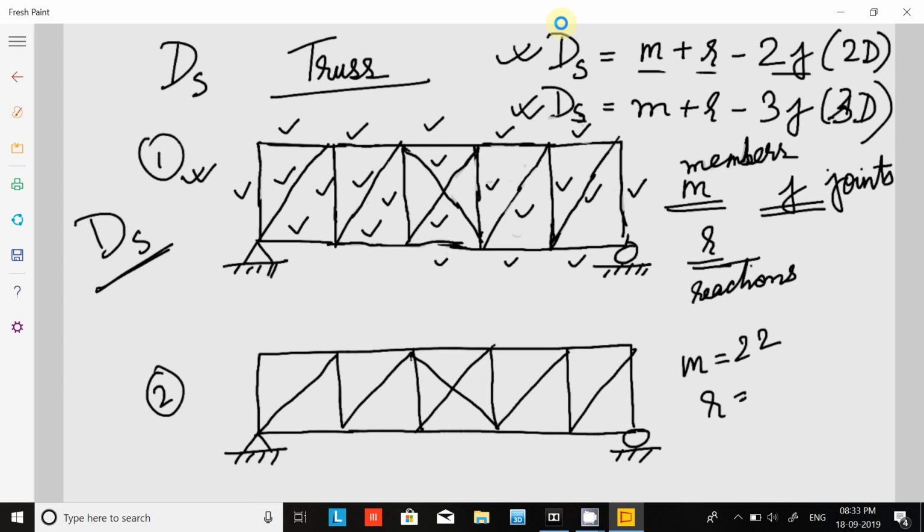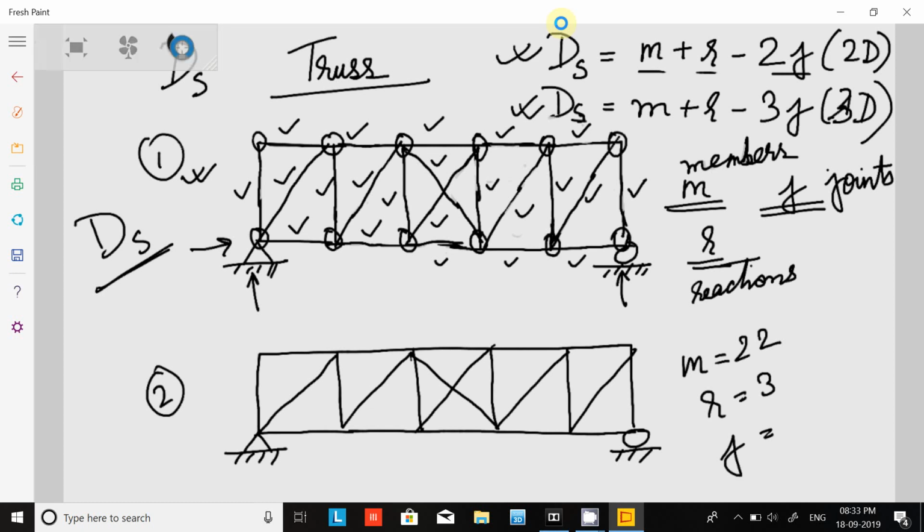Number of reactions: hinge is giving 2, roller is giving 1. So reaction is 3. Joints, how many? 1, 2, 3, up to 12. Joints 12. So m plus r minus 2j will be how much? 22 plus 3 minus 2 into 12 is equal to how much? 25 minus 24 equals 1. So this is how we calculate the static indeterminacy.